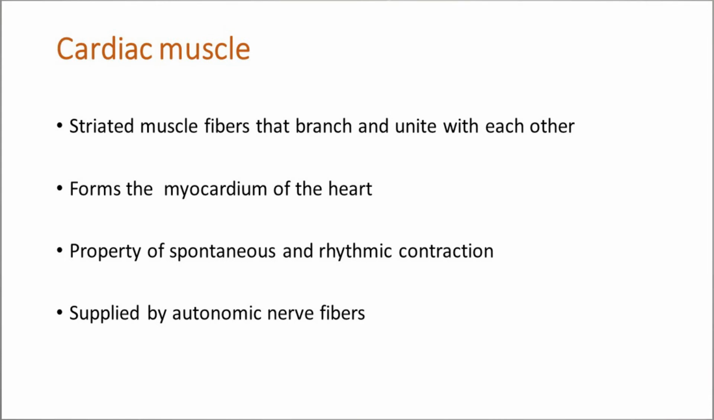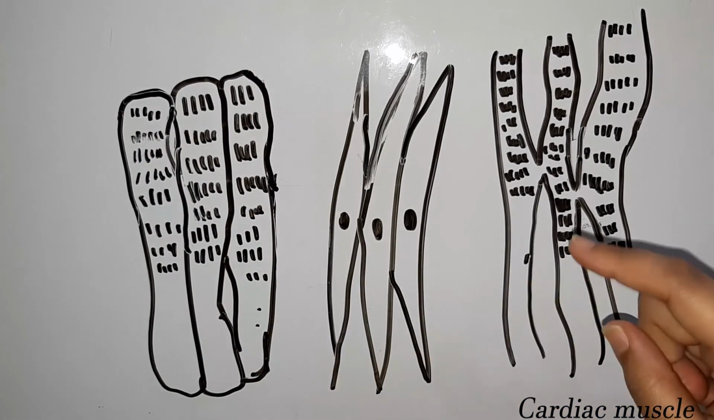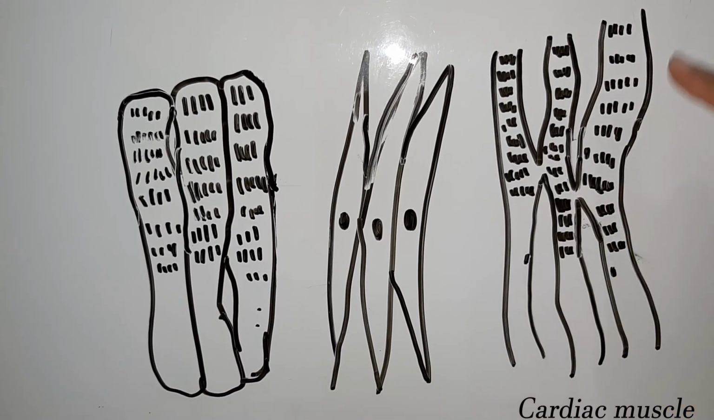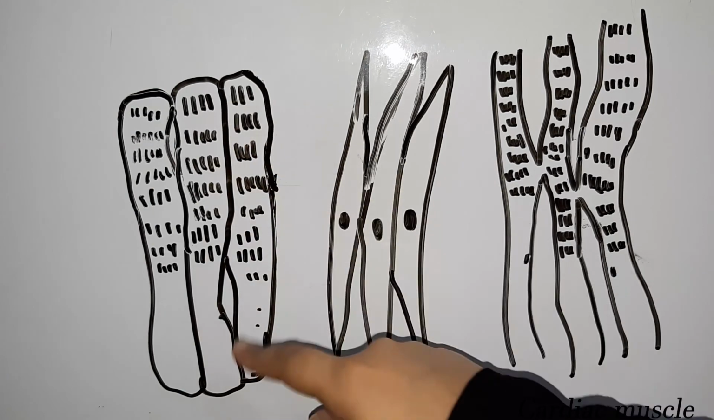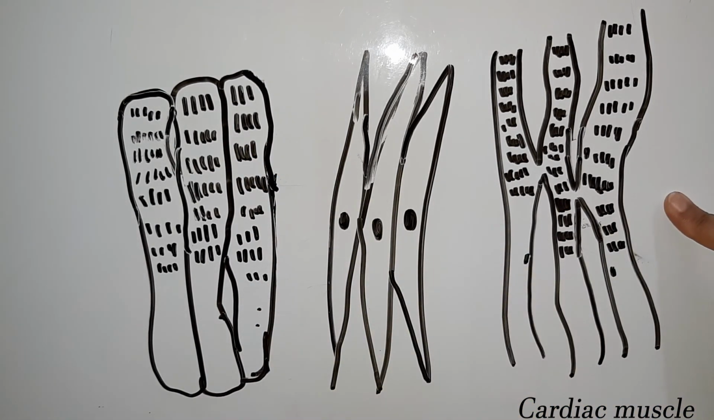Now coming to the third one, that is the cardiac muscle. The cardiac muscle consists of striated muscle fibers. However, they are different from the skeletal muscle fibers in a way that they branch and unite with each other. They have this kind of a pattern rather than this kind of a pattern which is there for the skeletal muscle. They branch and unite with each other.